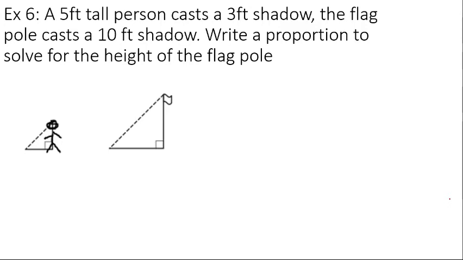Okay, so here it says a 5-foot tall person casts a 3-foot shadow. The flagpole casts a 10-foot shadow. Write a proportion to solve for the height of the flagpole. So here, there are a few things you want to figure out.